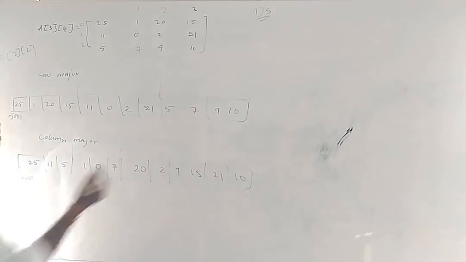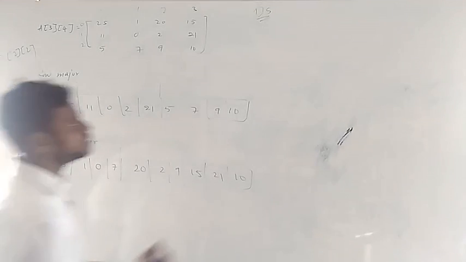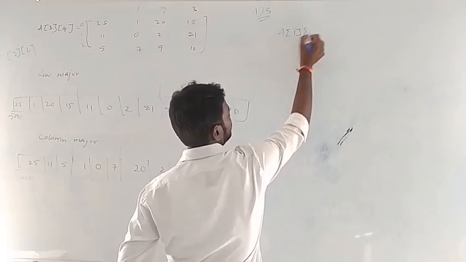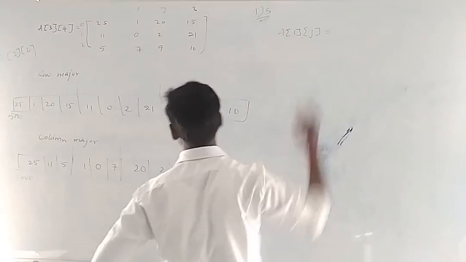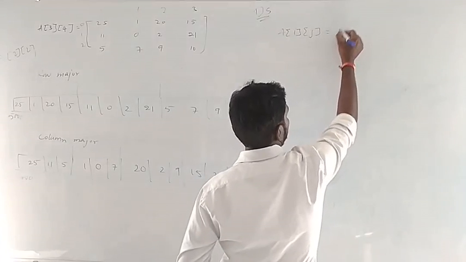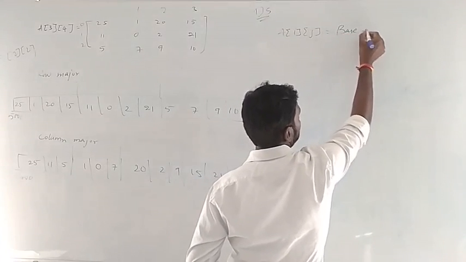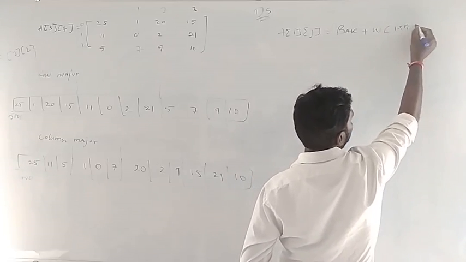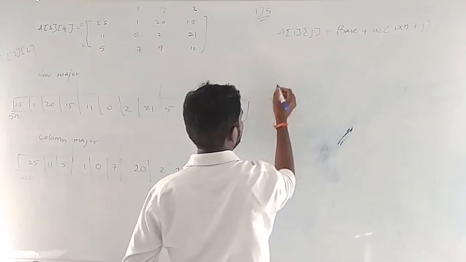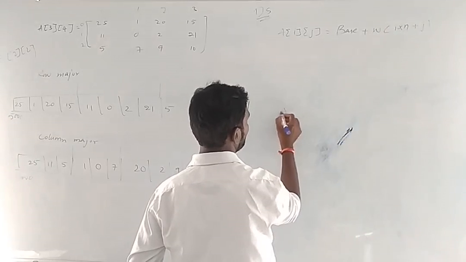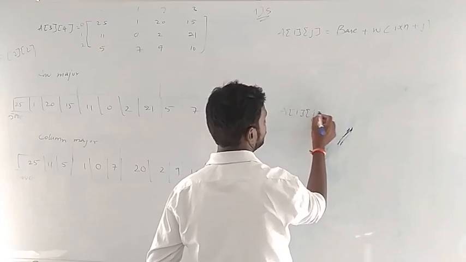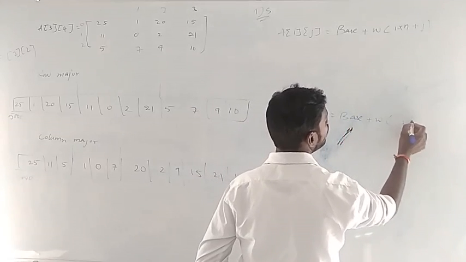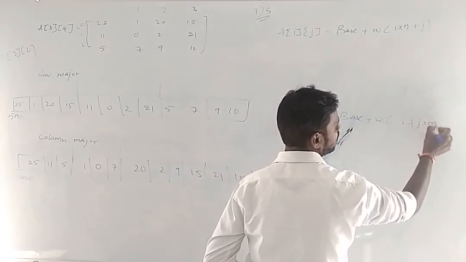In the first case, row major representation, the formula is A of ij, which is what they want us to find, equals the base address plus w, the size of the element, times (i into number of columns plus j). For column major representation, the formula is A of ij equals the base address plus size times (i plus j into number of rows).